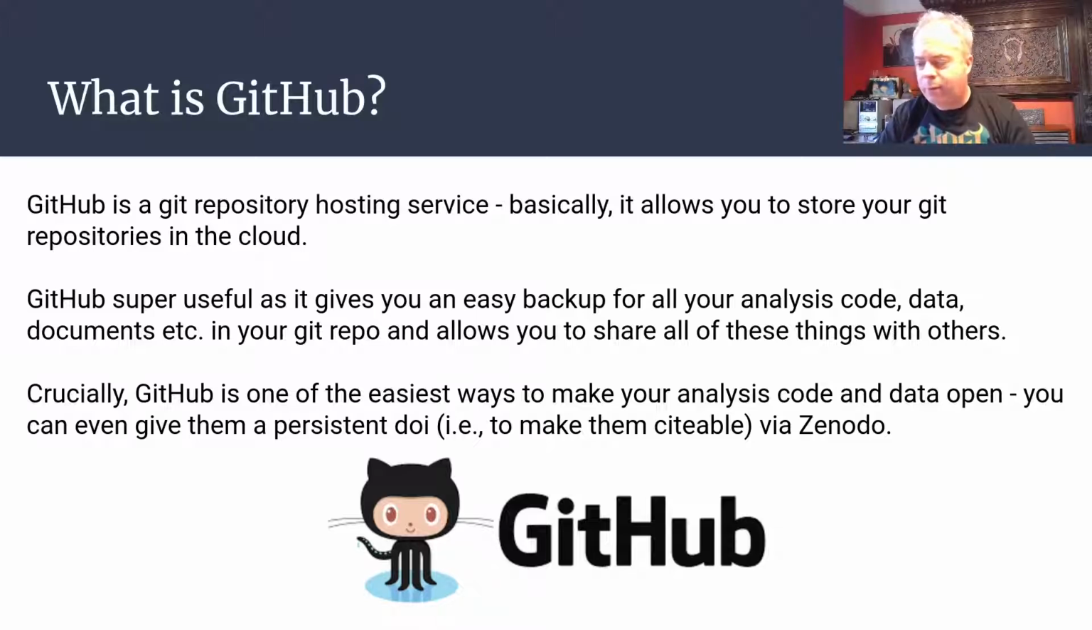You can also have cases where, if you're like me, you've got several computers, you can make sure that each of those computers is synchronized with what's on your GitHub repository. So you can work on the same project on lots of different computers, and you can always be sure that all those computers you're using reflect what's in the GitHub repository. So GitHub's one of the easiest ways to make your analysis code and your data open.